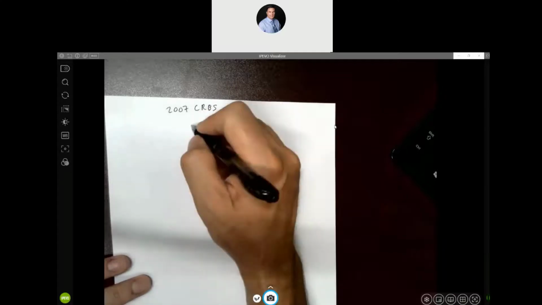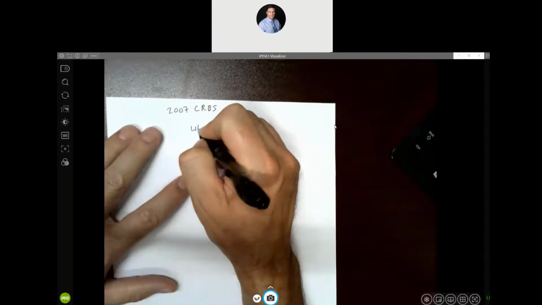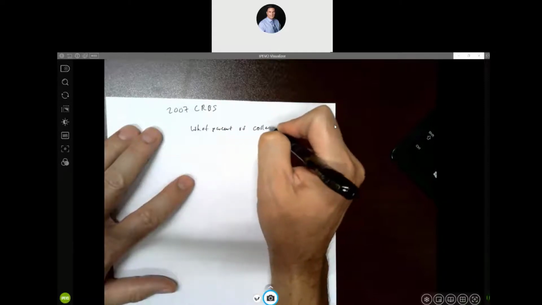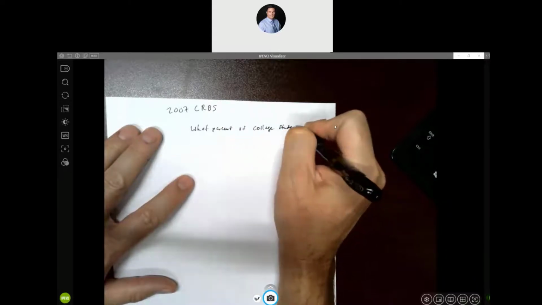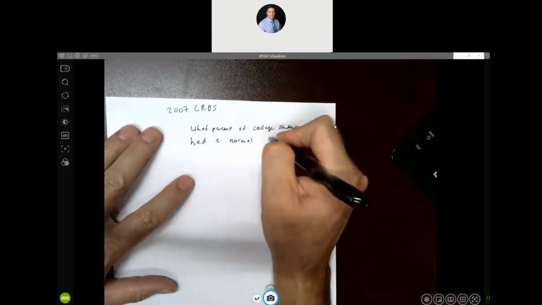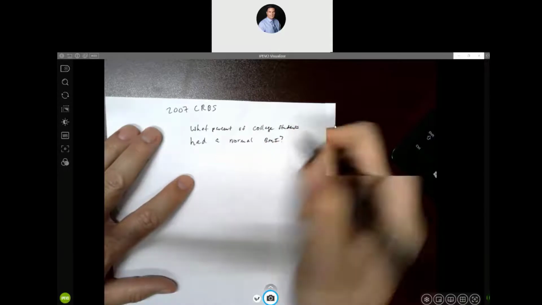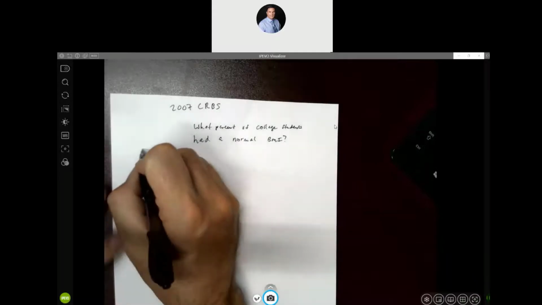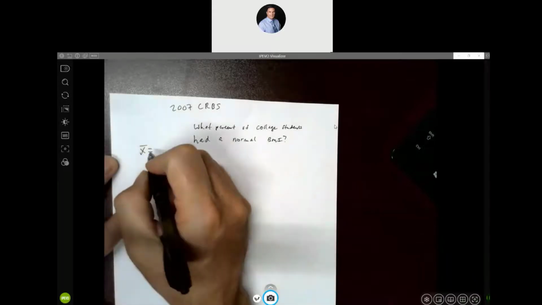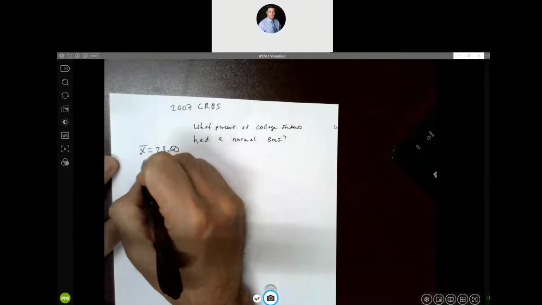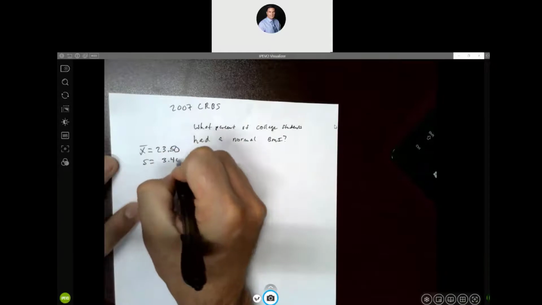And so the question I want to ask is, what percent of college students had a normal BMI? In other words, they had a normal weight status. Well, in this data, I calculated the average BMI for college students, and it was 23.50. And the standard deviation was 3.40.